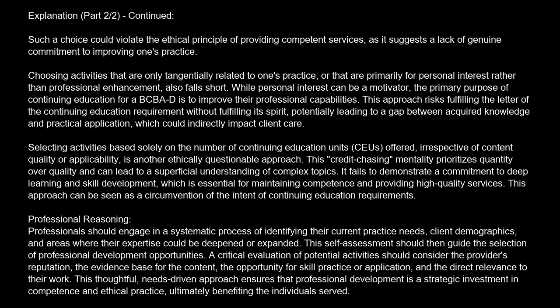Selecting activities based solely on the number of continuing education units, CEUs, offered, irrespective of content quality or applicability, is another ethically questionable approach. This credit-chasing mentality prioritizes quantity over quality and can lead to a superficial understanding of complex topics. It fails to demonstrate a commitment to deep learning and skill development, which is essential for maintaining competence and providing high-quality services. This approach can be seen as a circumvention of the intent of continuing education requirements.